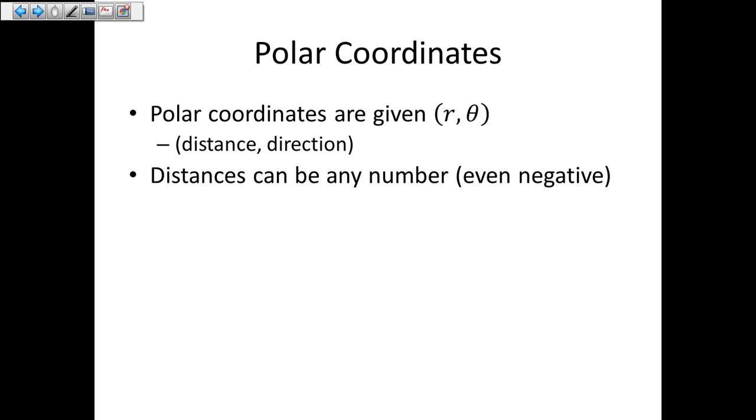They can be nice numbers like 1, 2, 3. They can be decimals. They can be fractions. They can be irrational numbers. They can even be negative. Now I know that sounds weird. A negative distance or a negative radius? Well, we'll talk about it.